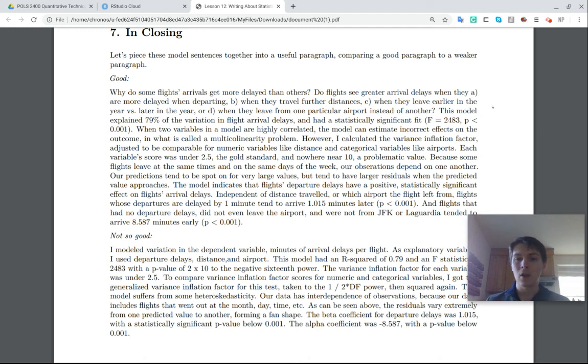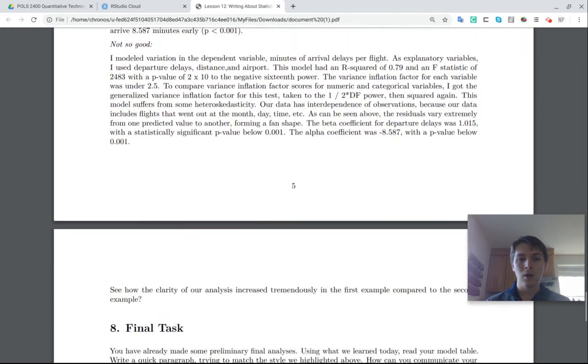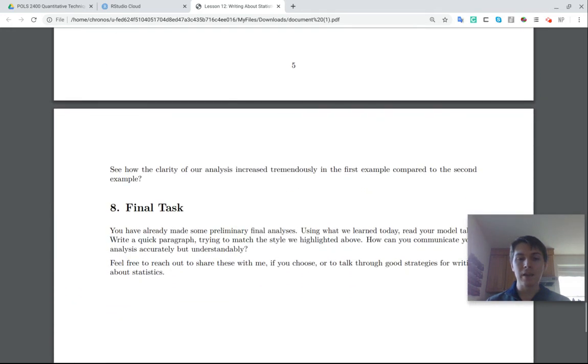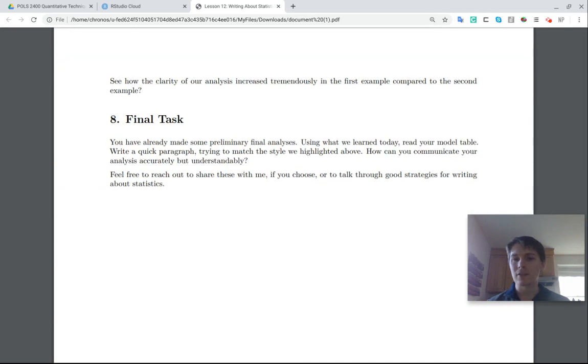Not bad, right? So I would check out whatever analysis you want and try and practice this. Try writing this kind of paragraph, model it after this paragraph. You can do it with your preliminary results from your final project.